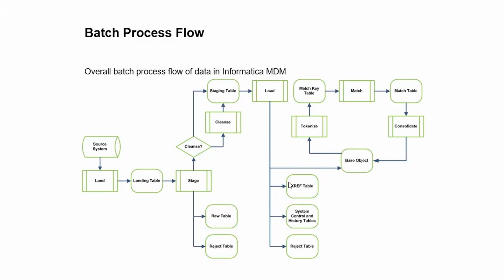Based upon these 3 source system data, the base object data will get reflected based upon the match and merge process. Whereas the XREF table contains all the source system details of that particular customer record or product record. This is about the batch process flow, and the rest is a different one.